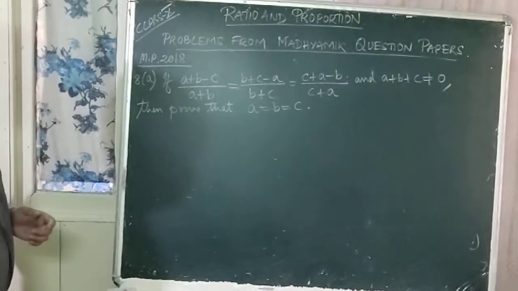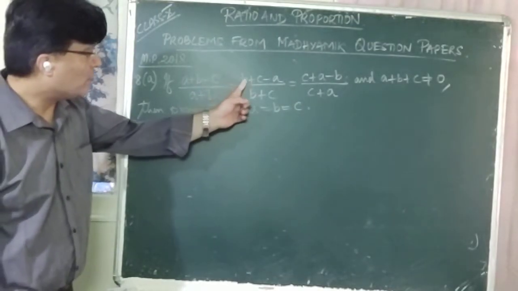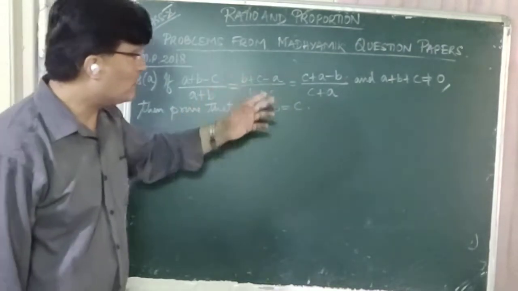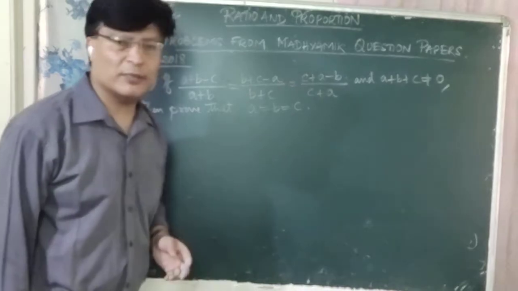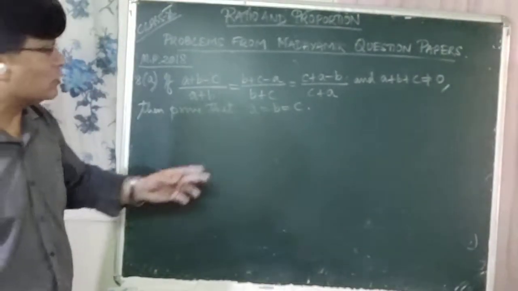Now we'll do the next question, that is from Madhyamik Pariksha 2018, 8 number A. If (A + B − C)/(A + B) = (B + C − A)/(B + C) = (C + A − B)/(C + A), and A + B + C is not equal to 0. These are given. You have to prove that A = B = C.